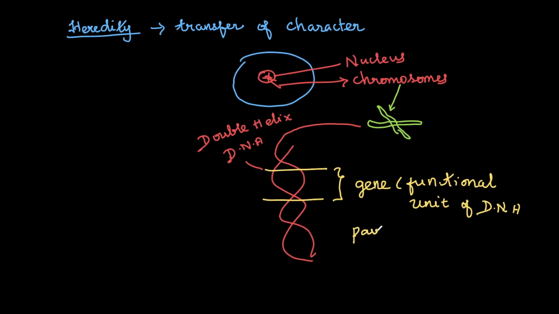A pair of genes is called alleles. A pair of genes, alleles, is responsible for one particular trait.